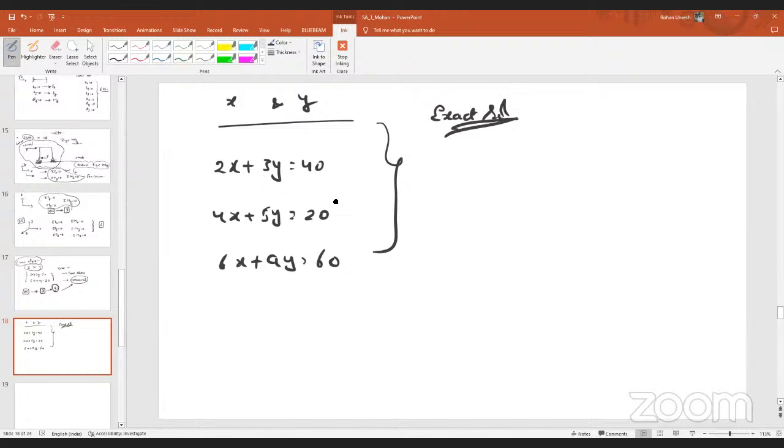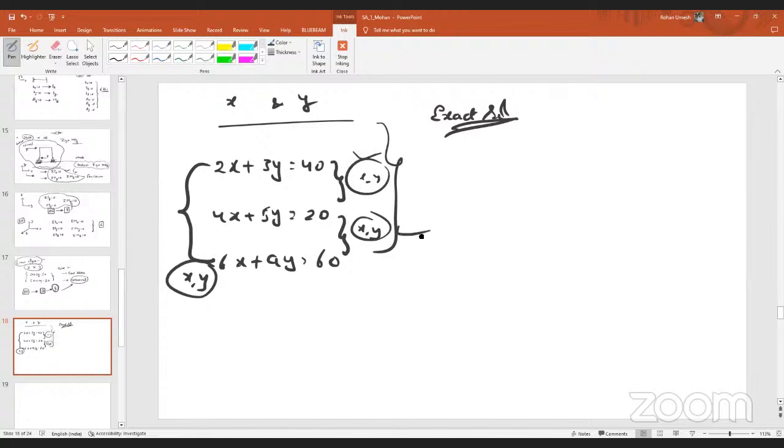No, sir. Why? Because in this case, the number of equations is greater than the number of unknowns. That means if I solve these two equations, I'll get one xy value. If I solve these two, I will get one xy. If I solve this and the last, I can get one xy. Which xy should I consider? This one, or this one?